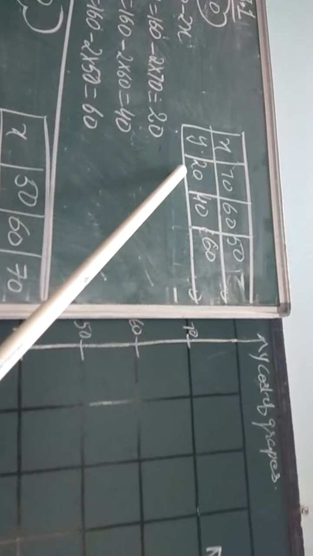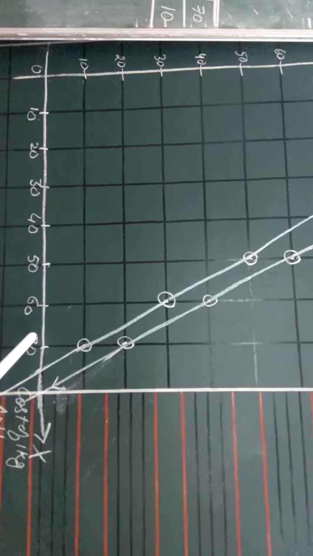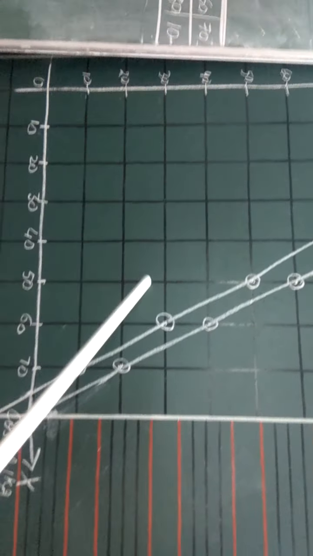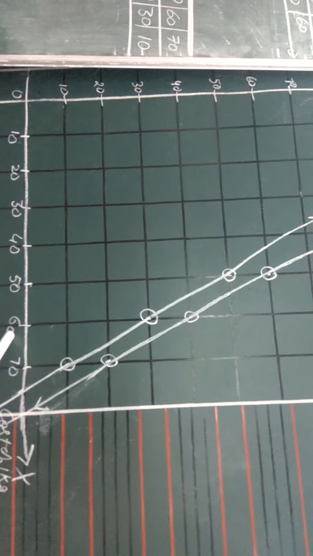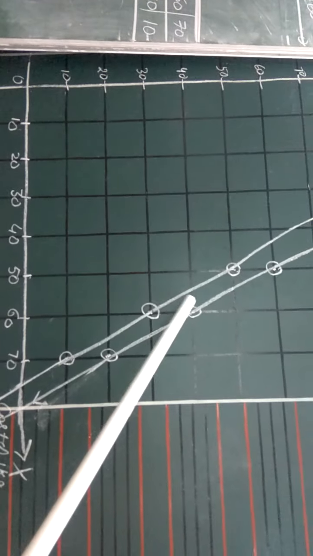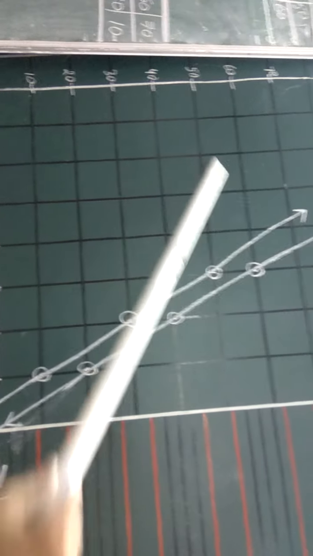Now dear students, the first value is 70 and 20. So here is x 70 and 20. We'll start moving from 70, we'll move to 20, and mark it here. The second value is 60 and 40. So 60 will start moving up to 40, and we'll mark it here. Third is 50 and 60. So we'll start from 50 and move up to 60. We'll mark it here.